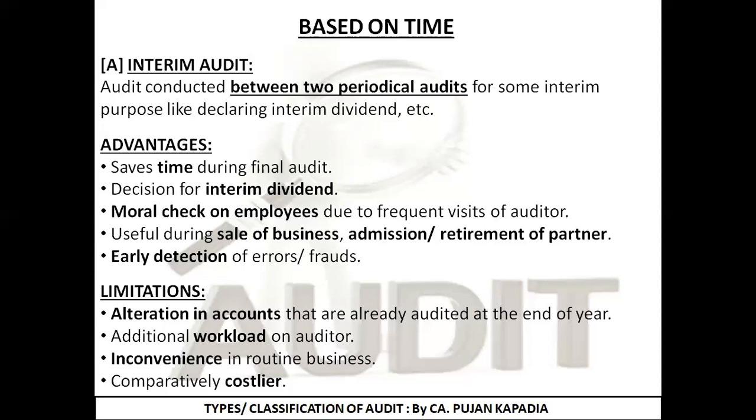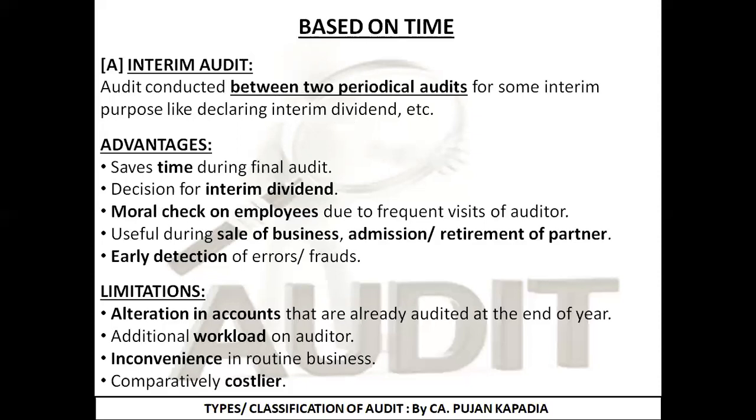Similarly, if I want to declare interim dividend, I hope you are aware what interim dividend is. Whenever a general dividend is paid after the end of the year, it is known as final dividend. But when the dividend is paid between the years, that is, when a year is going on and the company declares dividend, such dividend is known as interim dividend.